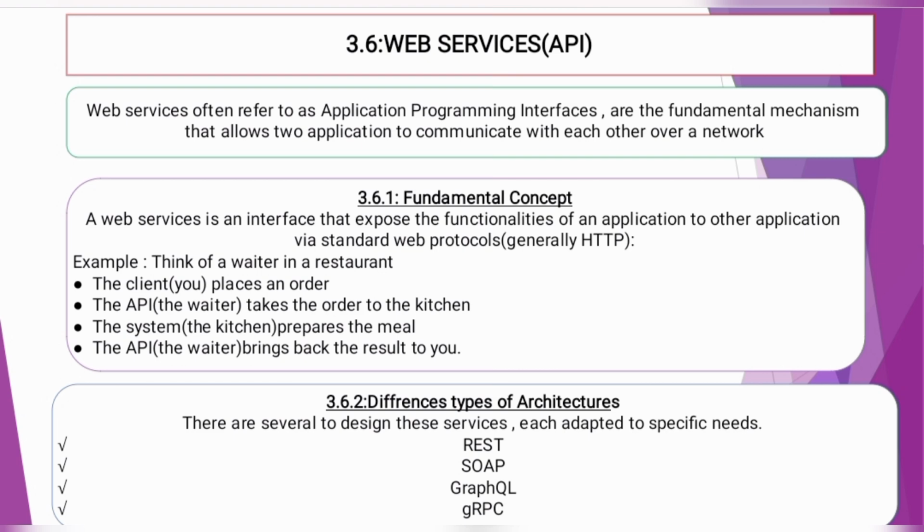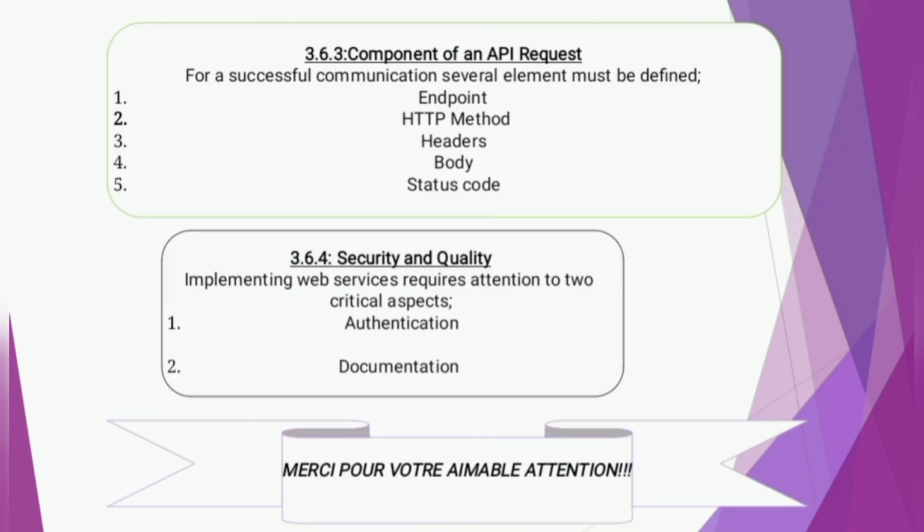We equally have different types of architecture. There are several ways to design these systems, each adapted to specific needs. The first one, we have Representational State Transfer. Second, Simple Object Access Protocol, and many others. Components of an application programming interface request. For a successful communication, several elements must be defined.